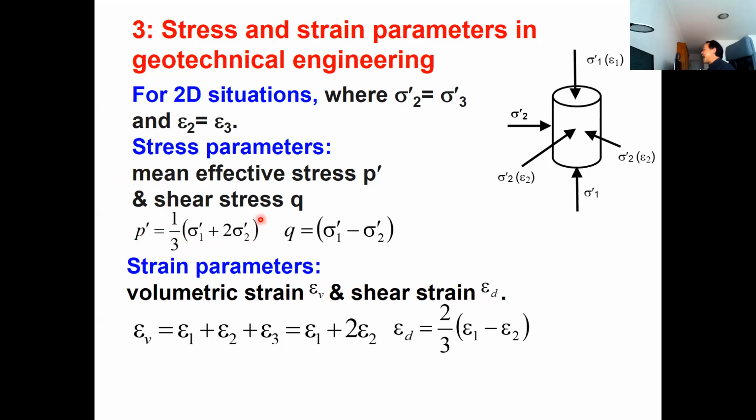It is equal to the average of the three principal stresses. Shear stress is the difference between the major and the minor stresses. In the same way, you have volumetric strain, this is volumetric strain. You have distortional strain, which is linked with the principal strains in three directions. So in your thesis, or when you deal with geotechnical problems, please use the geotechnical stress and strain parameters. This is what we call professional.